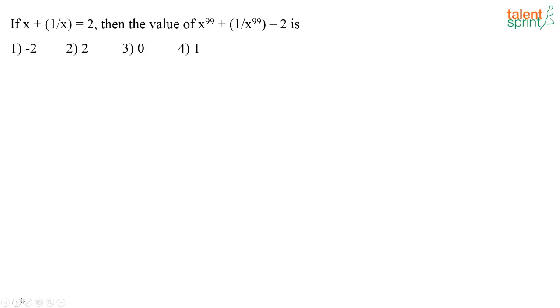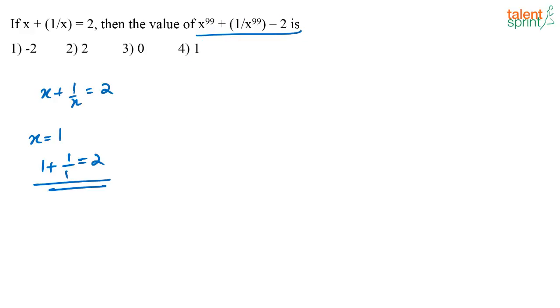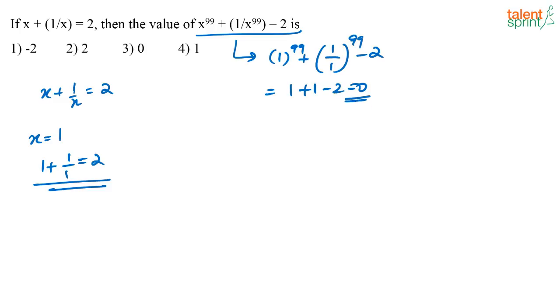See this question, it is very easy if you substitute values. You know x plus 1 by x is equal to 2 means definitely the value of x has to be 1, then only you will get 1 plus 1 by 1, that is equal to 2. So if x is equal to 1, put that here: x to the power 99 will be 1 to the power 99 plus 1 by 1 to the power 99 minus 2, that is equal to 1 plus 1 minus 2, which is equal to 0. That's all. Correct answer is option 3.